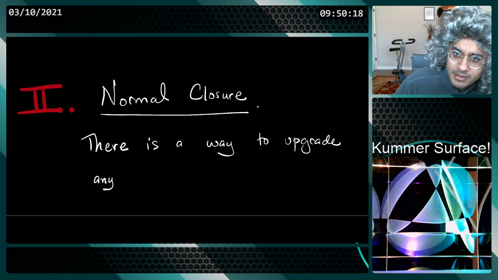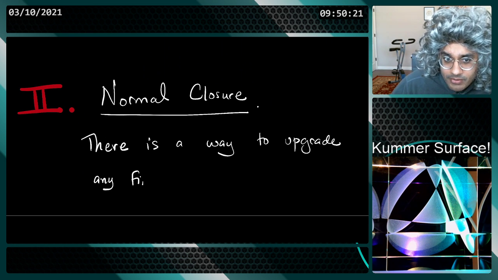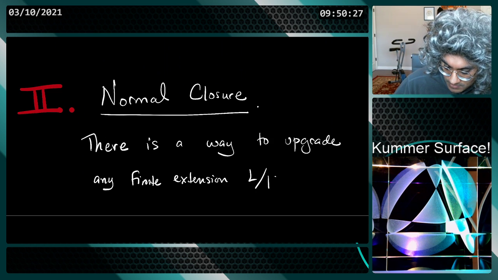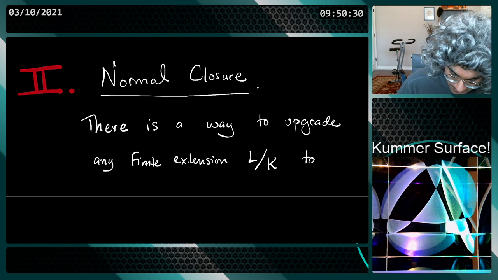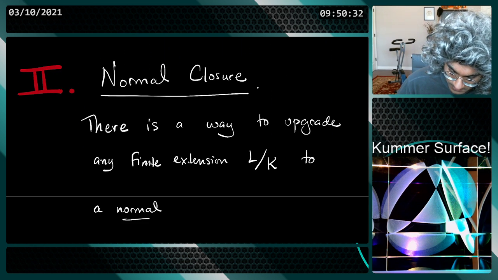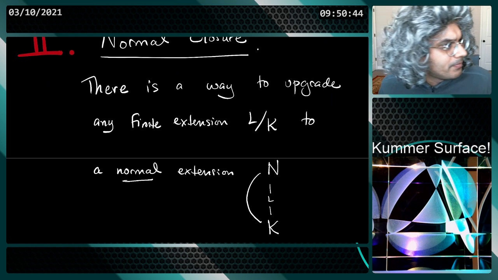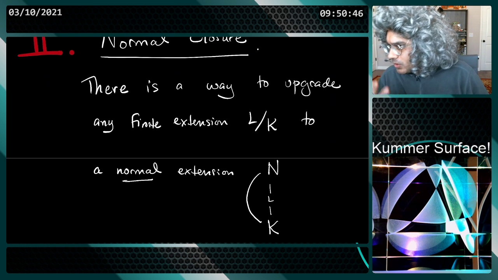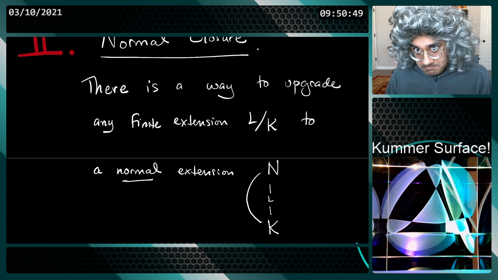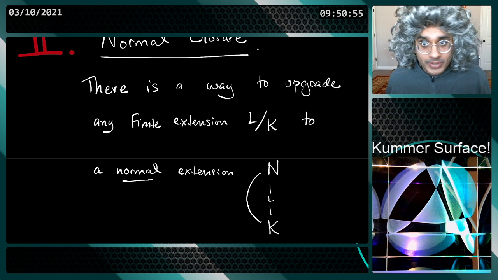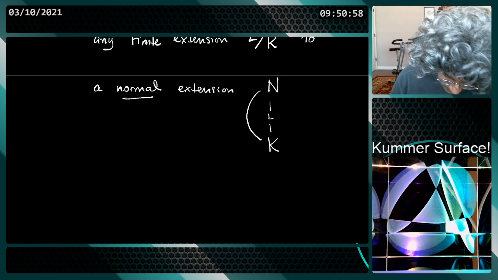any finite extension to a normal extension. Okay, it's going to be bigger than L, a bigger one, but at least it's normal. How do you do it? It's actually a massive intersection. All right, so how?